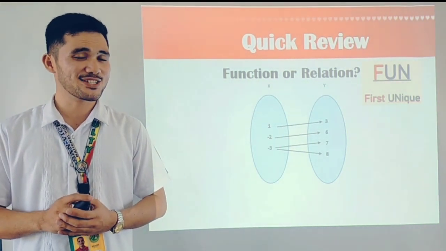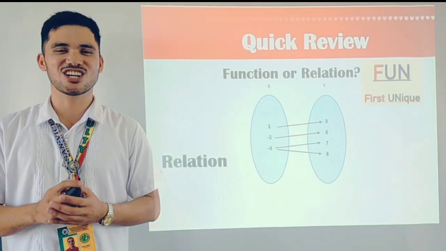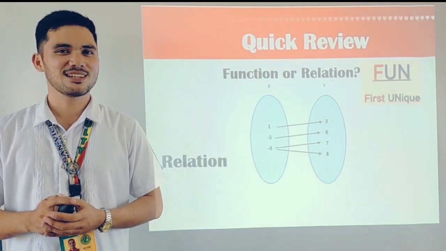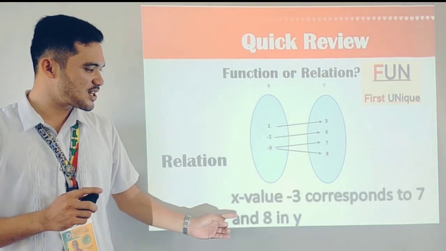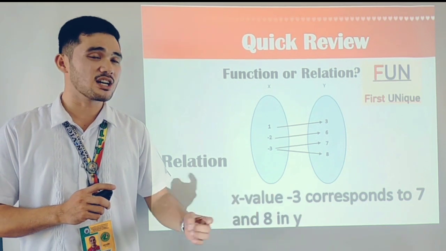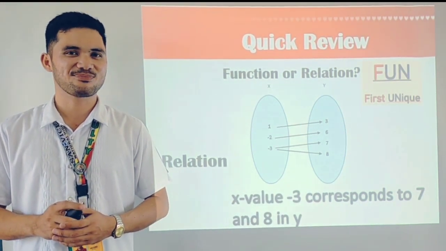Okay, next, let us have this one. What do you think is the answer? Correct, that is a relation. How do you know? First, it is not a one-to-one correspondence. And second, as you can see, the x value -3 corresponds to 7 and 8 in y.